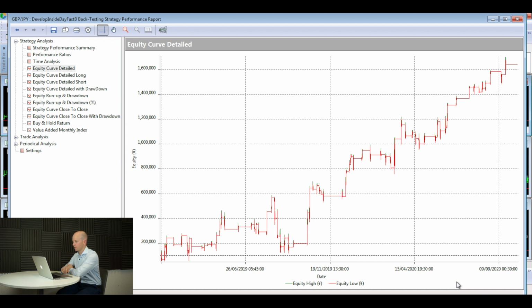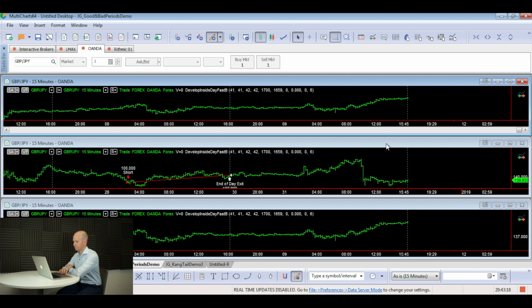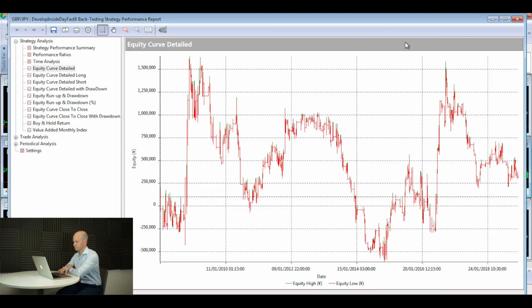So pretty good. If I was to give that to you, would you carry on trading it? I think you probably would. I think I probably would if I didn't know any better. So that's from the start of 2019. Let's look at the other chart, the next chart. Here's the next chart. What a different picture that looks like. So that is pretty horrible.